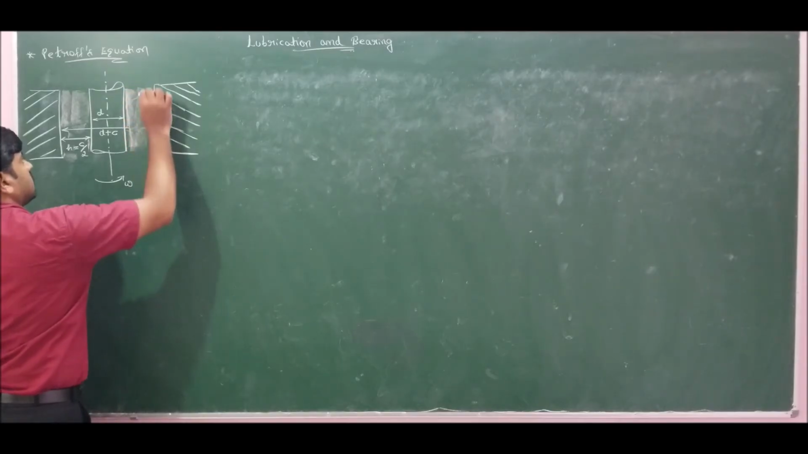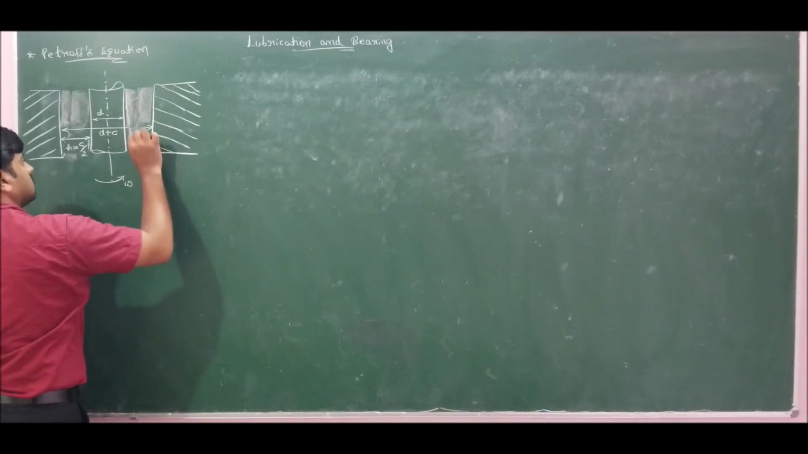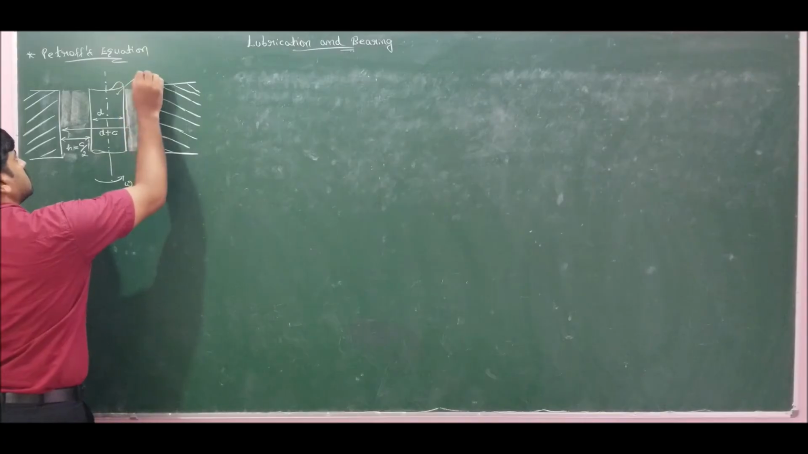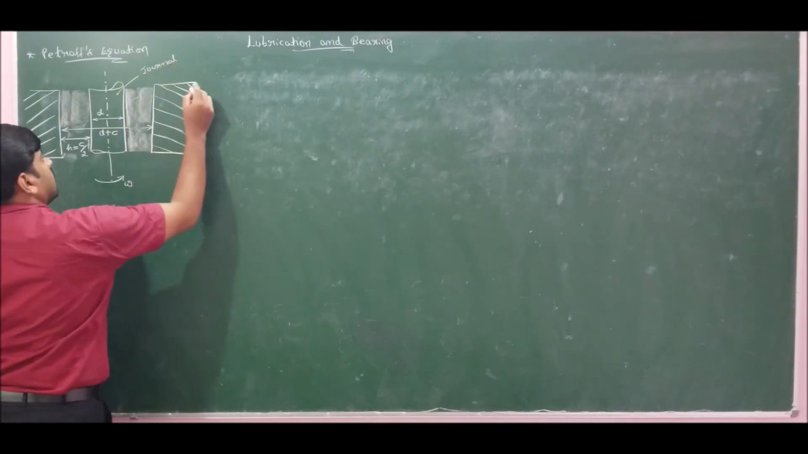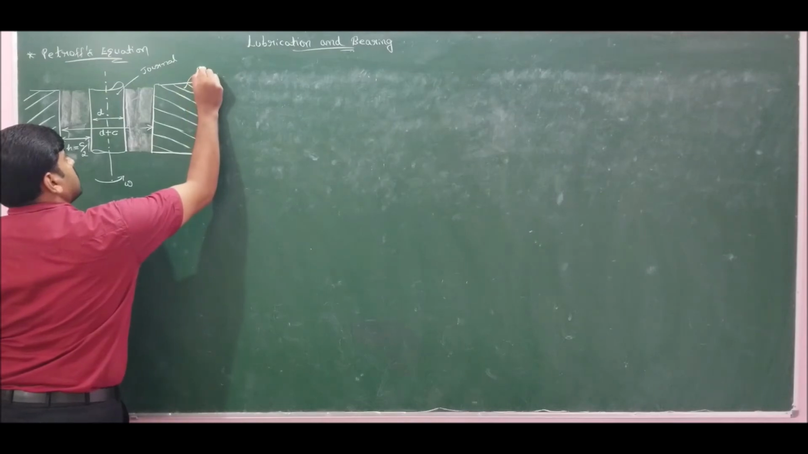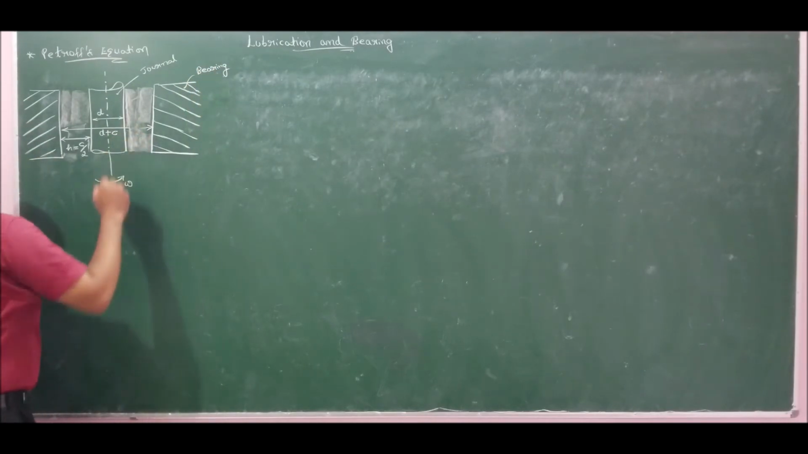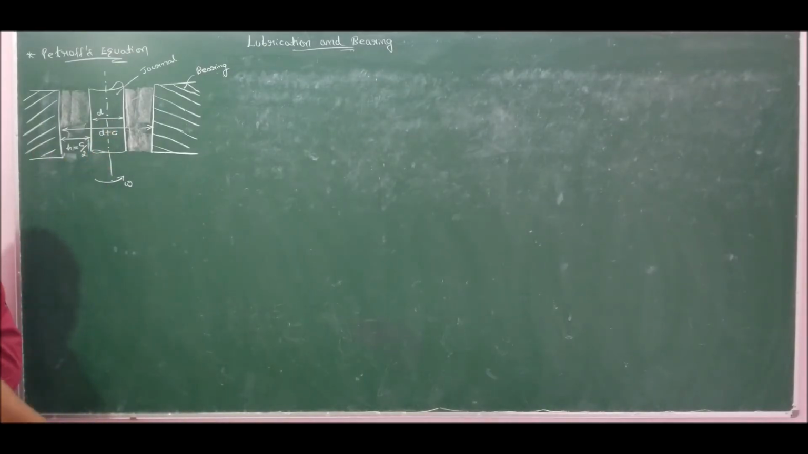A thin film of oil lubrication is provided between the journal and bearing, which is uniform. Let us have the lubricant. This is the journal and this is the bearing, and we have oil filled between the journal and bearing.